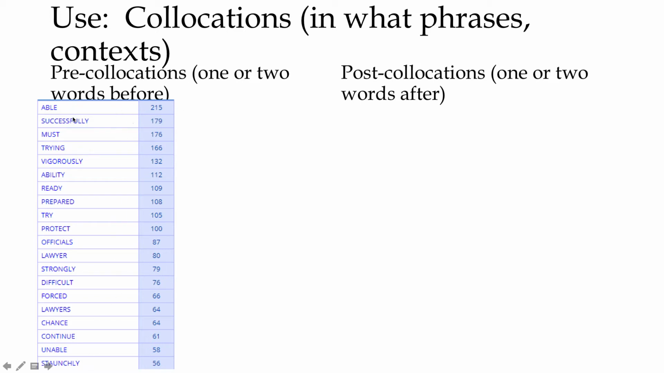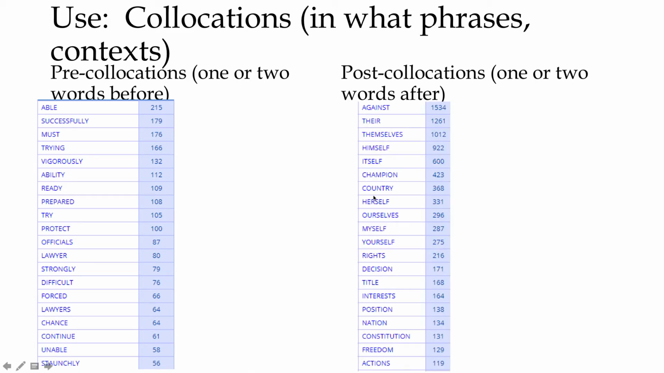I'm able to defend, I successfully defend, I must defend, I'm trying to defend, I vigorously defend, I'm prepared to defend, I'm ready to defend, I have the ability to defend, I'll try to defend, I'll protect and defend, the officials defended, the lawyer defended. All of these would be examples that, in order to really know how defend is used in everyday conversation, I would want to know that these are the things that strongly co-occur with it. They appear together, they're co-located. That's what a collocate is.